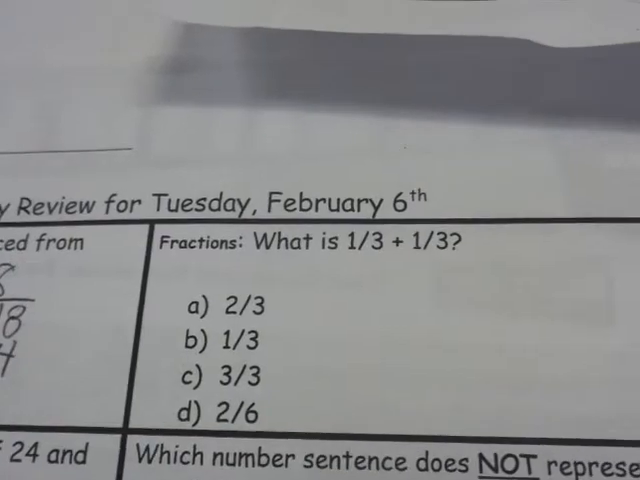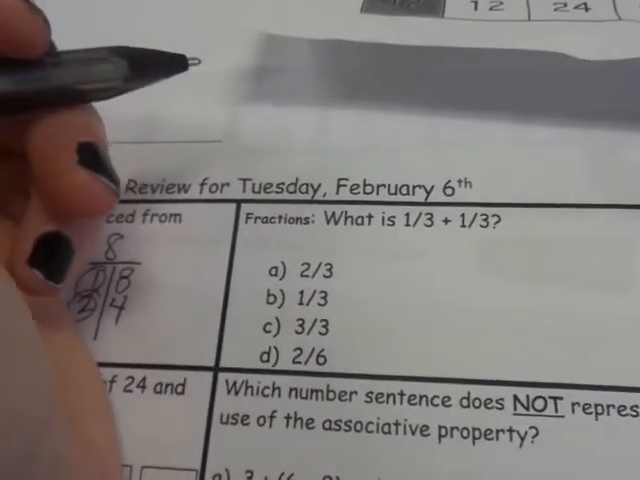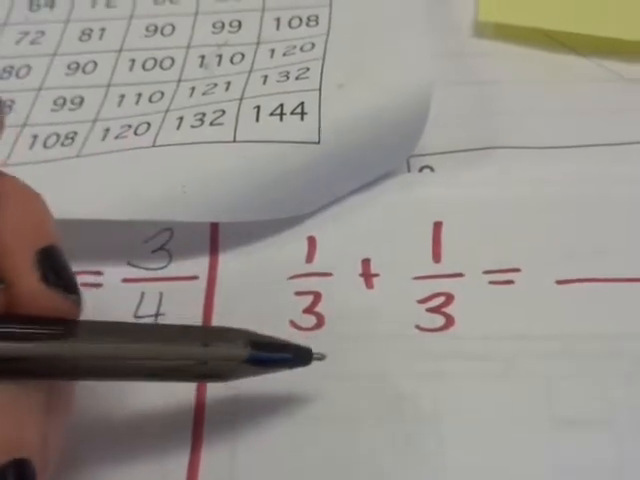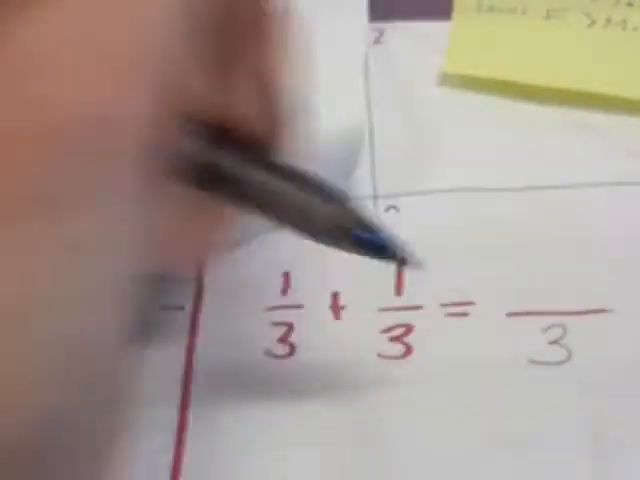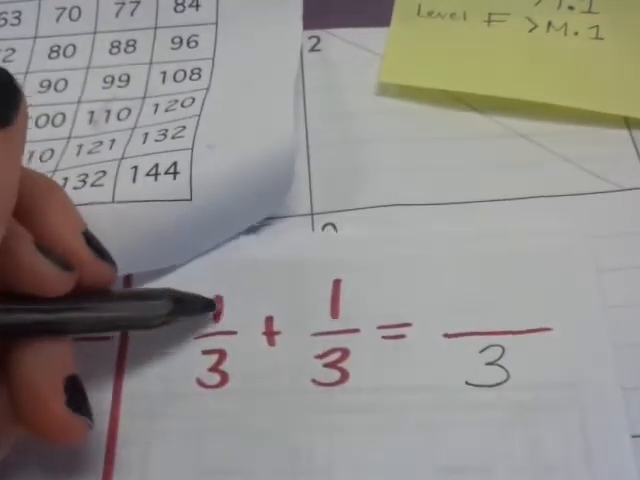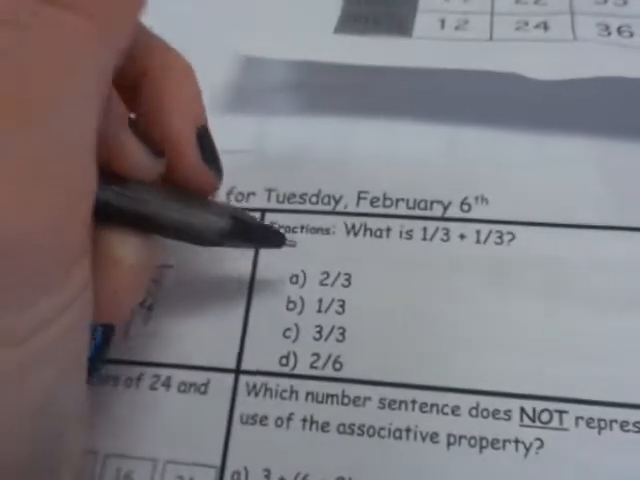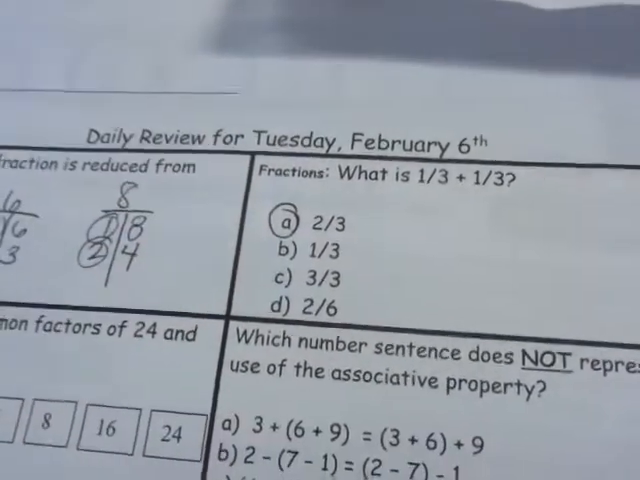Number 2. What is 1/3 plus 1/3? So, when we're adding these, you notice the denominator stays the same. That's going to be true in your answer as well. So now we add our numerators. 1 plus 1 is 2. 2/3. 1/3 plus 1/3 equals 2/3.